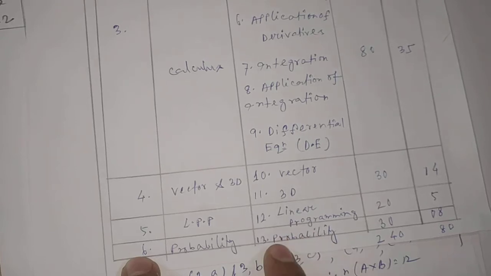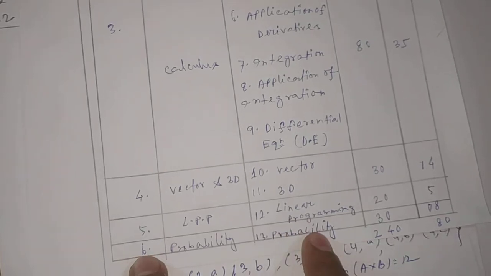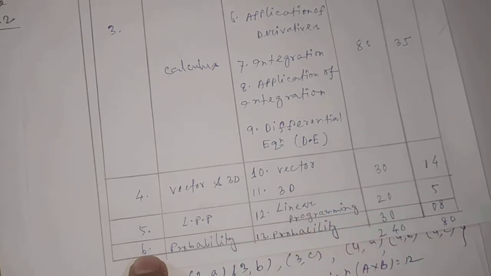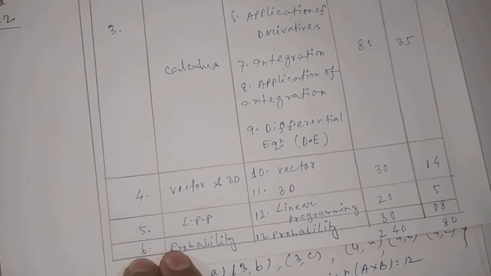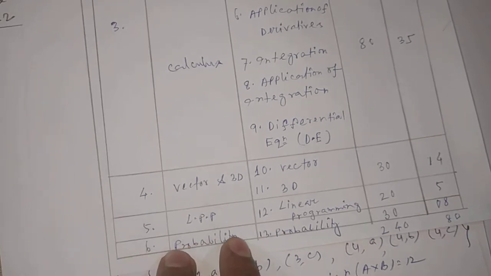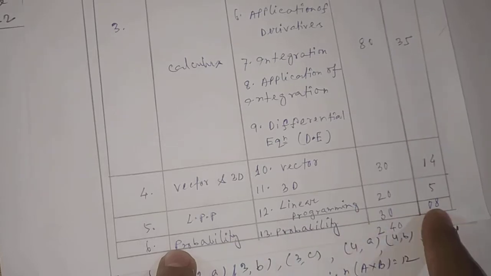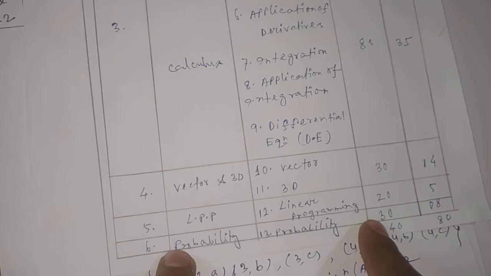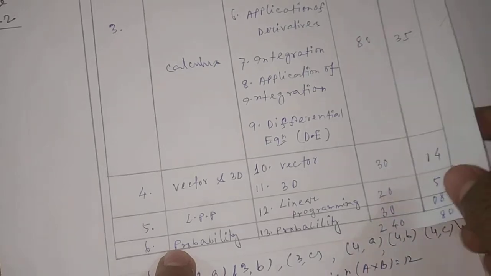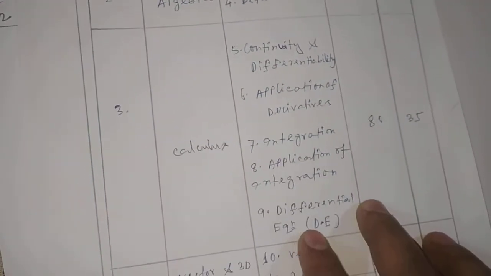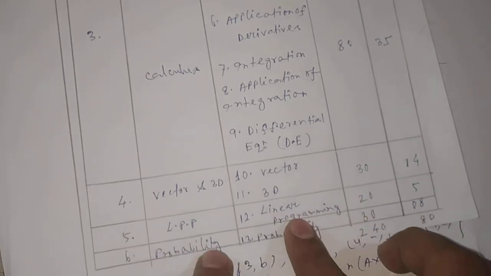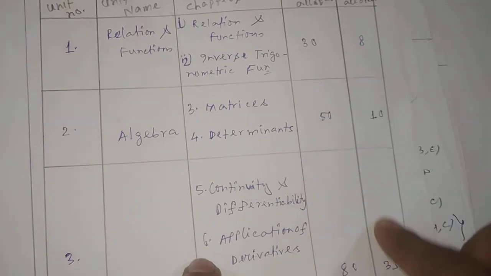Now the final chapter, the chapter number 13, is probability, that you also learnt in class 11 basically, which belongs to unit number 6 and is known as probability. From here 8 marks will be asked in the board exam, and for it also we can spend 30 classes maximum. So in this way, in total we shall have 13 chapters to be discussed throughout the year for class 12 mathematics, and for it we shall have total 80 marks of theory.